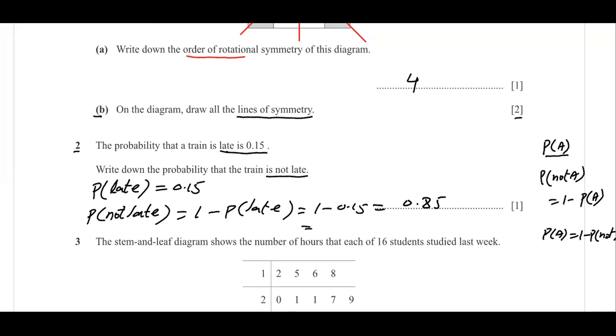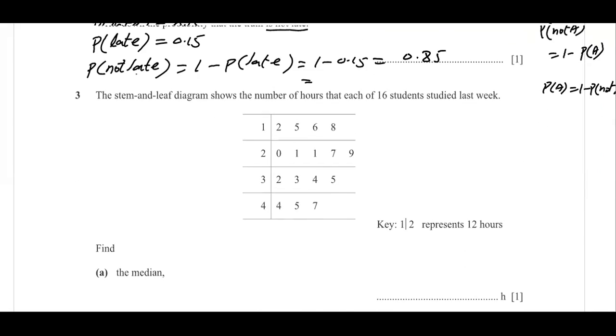That is pretty simple. Question number 3. The stem and leaf diagram shows the number of hours that each of 16 students studied last week. This is the stem and leaf diagram. The key is also given: if we have 1|2, it represents 12 hours. You have to find the median.